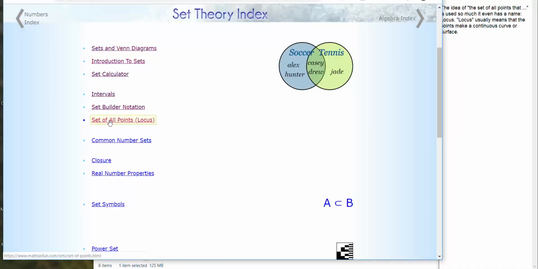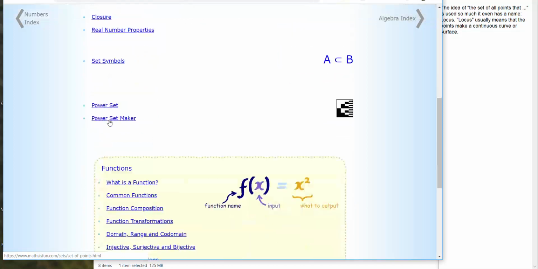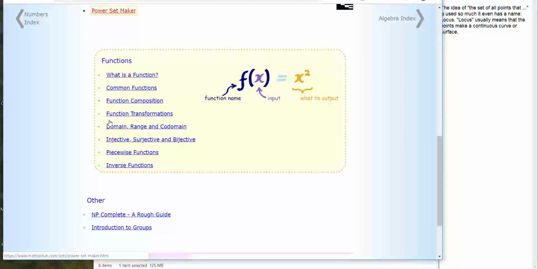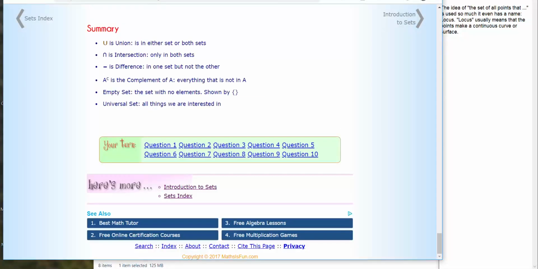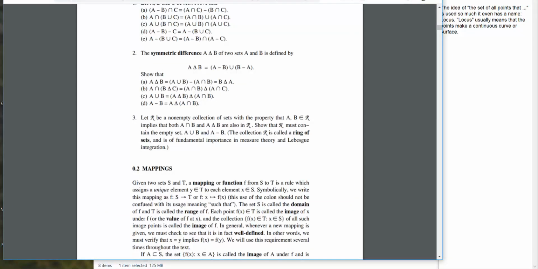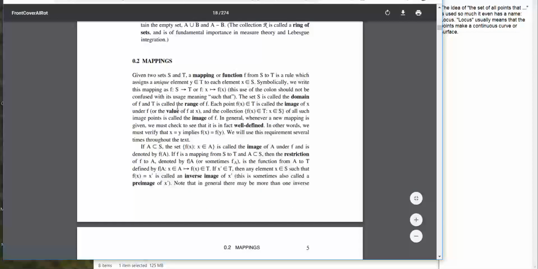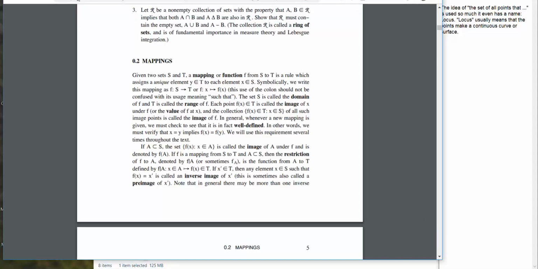So we're through with the sets. Let's do functions. Okay, so let's see what else do we have. Mapping: given two sets S and T, a mapping or function f from S to T is a rule which assigns a unique element y belonging to T to each element x belonging to S.